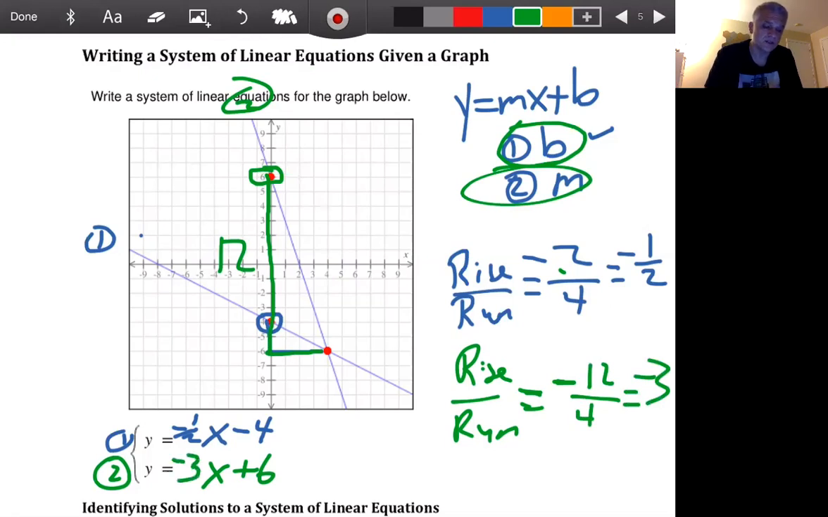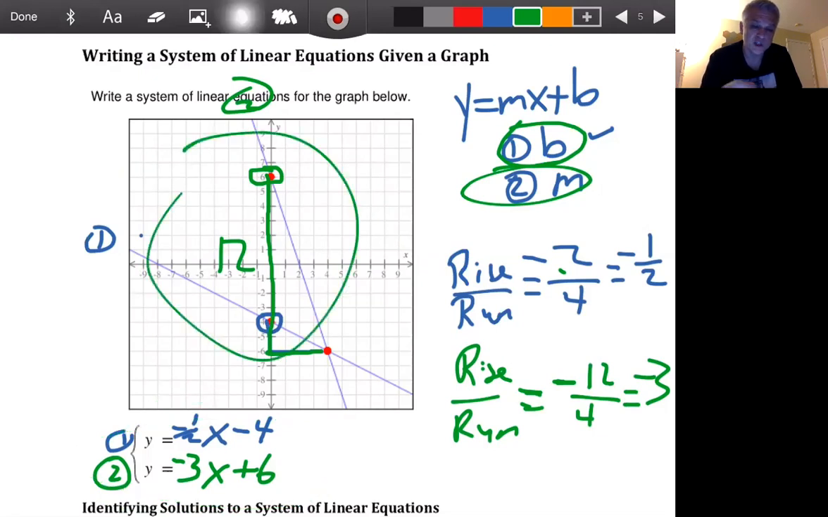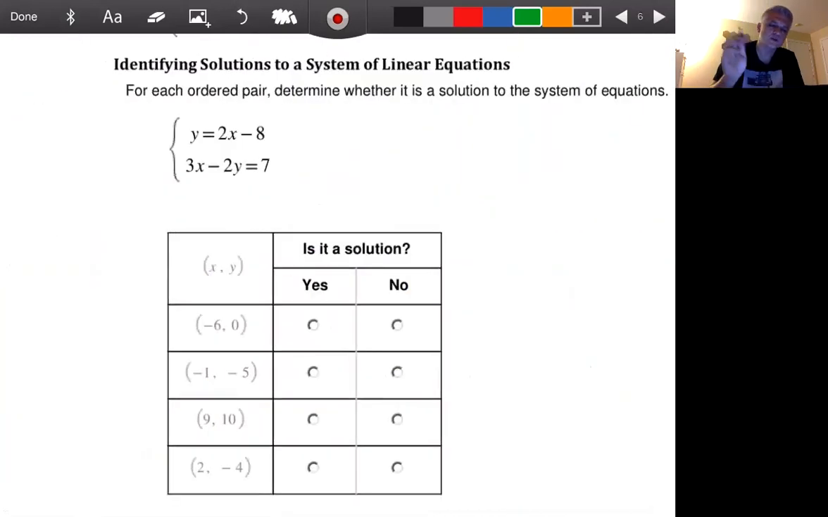That's it. I got my system of linear equations that reflects this graph right here. Okay, and if you want to double check it, you can take your calculator, type your equations in, look at it, and it should look like that question graph right there. Okay, home stretch, last question.